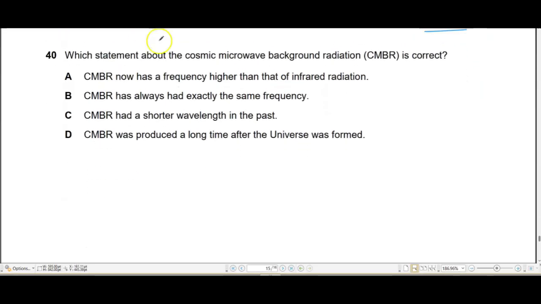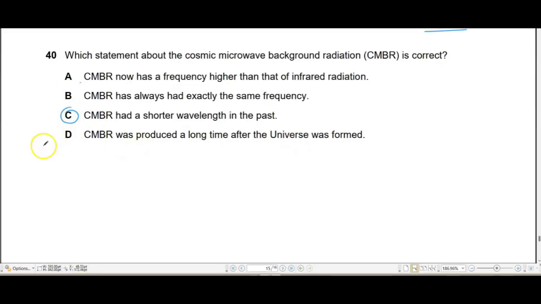Okay. Question number 40. Which statement about the cosmic microwave background radiation, CMBR, is correct? A. CMBR now has a frequency higher than that of the infrared. B. CMBR has always had exactly the same frequency. C. CMBR had a shorter wavelength in the past. D. CMBR was produced a long time after the universe was formed. Okay, 40 ka answer is C.